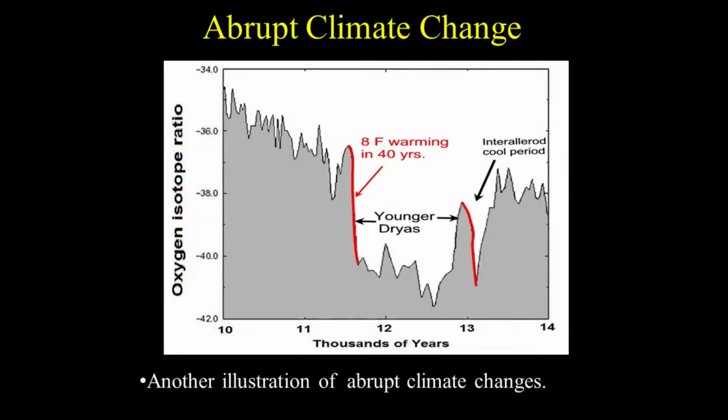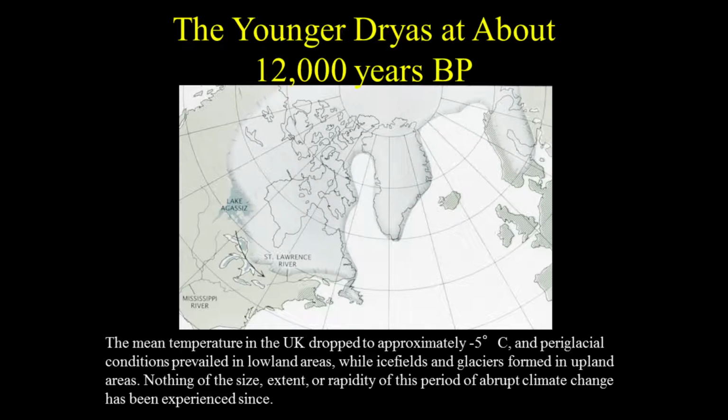Another illustration of abrupt climate changes. The Younger Dryas saw a rapid return to glacial conditions in the higher latitudes of the Northern Hemisphere between 12,800 and 11,600 years ago, in sharp contrast to the warming of the preceding interstadial deglaciation. Each of the transitions occurred over a period of a decade or so. The mean temperature in the UK dropped to approximately -5 degrees Celsius, and periglacial conditions prevailed in lowland areas, while ice fields and glaciers formed in upland areas. Nothing of the size, extent, or rapidity of this period of abrupt climate change has been experienced since.